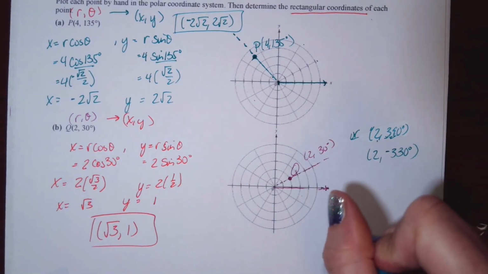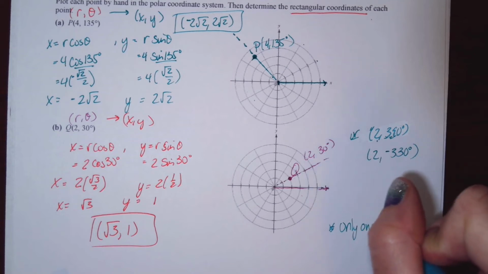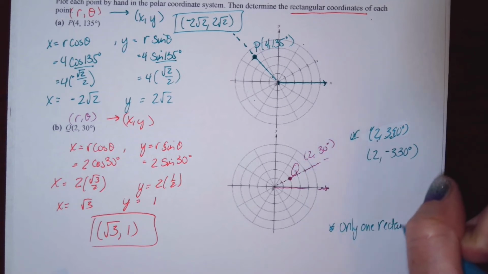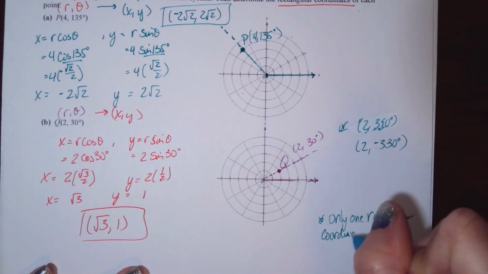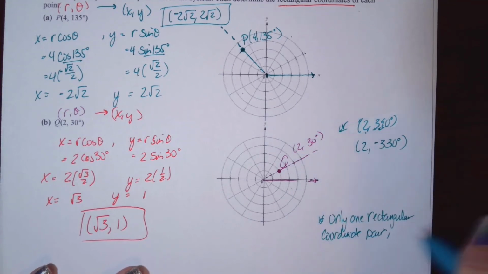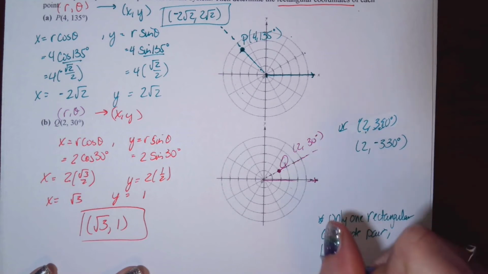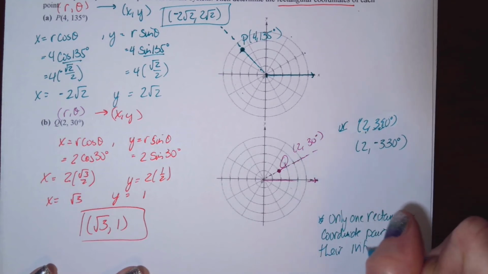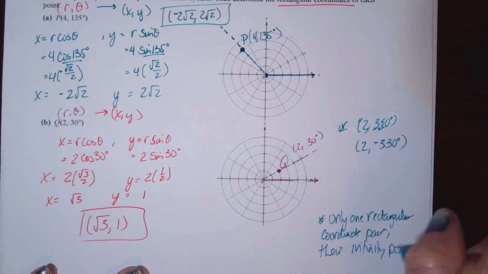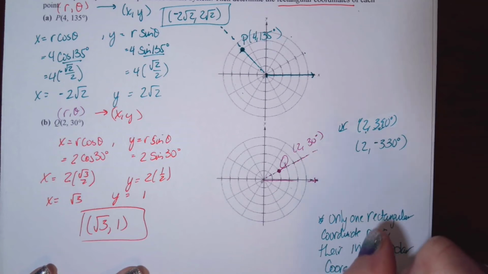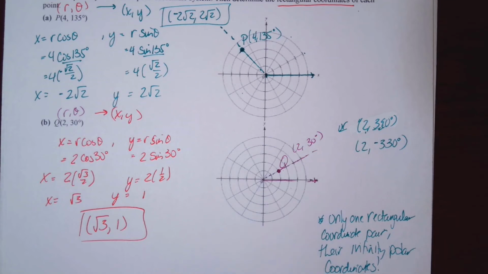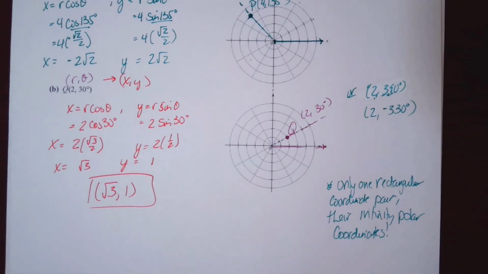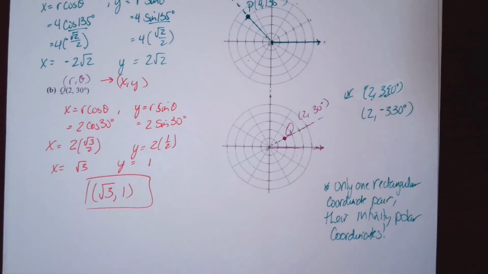So there's only one rectangular coordinate pair, but there are infinite polar coordinates that fit that one point, because with polars, I can think of angles of rotations. Just keep that in mind. We're going to see that again in your notes so that you don't forget.